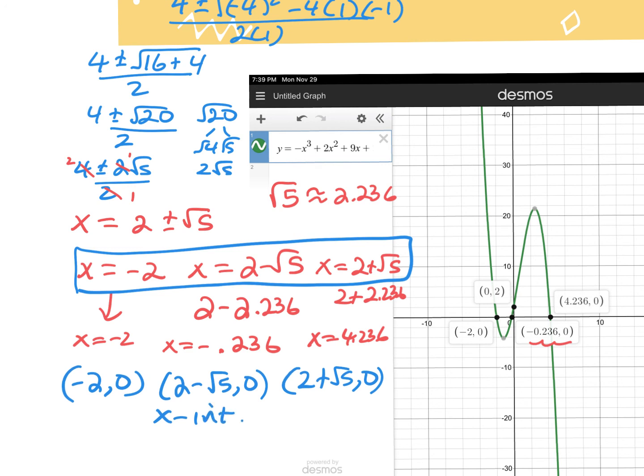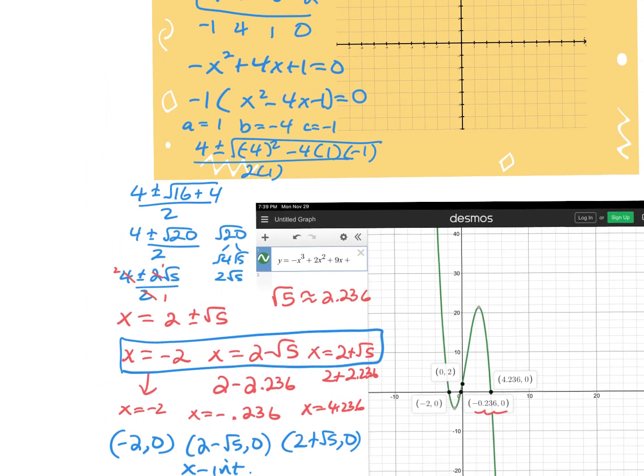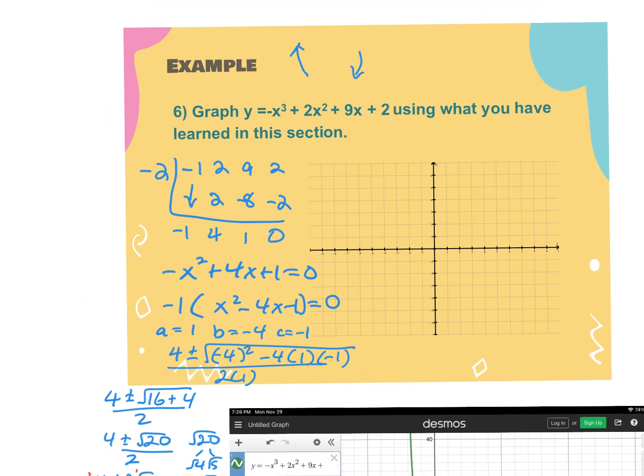And then again, if I go back to my original equation to get my y-intercept, it's just the constant. So it's right here, the +2. So my y-intercept is the ordered pair 0, 2. So let me get these 3 zeros on the graph as well as my y-intercept.